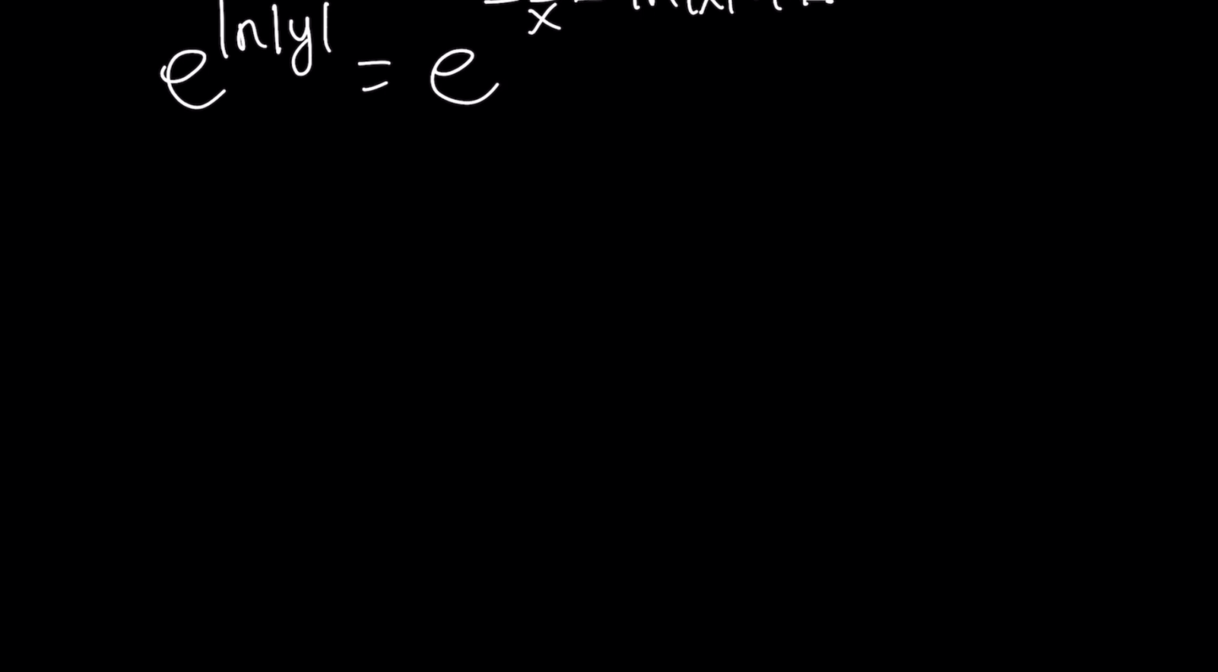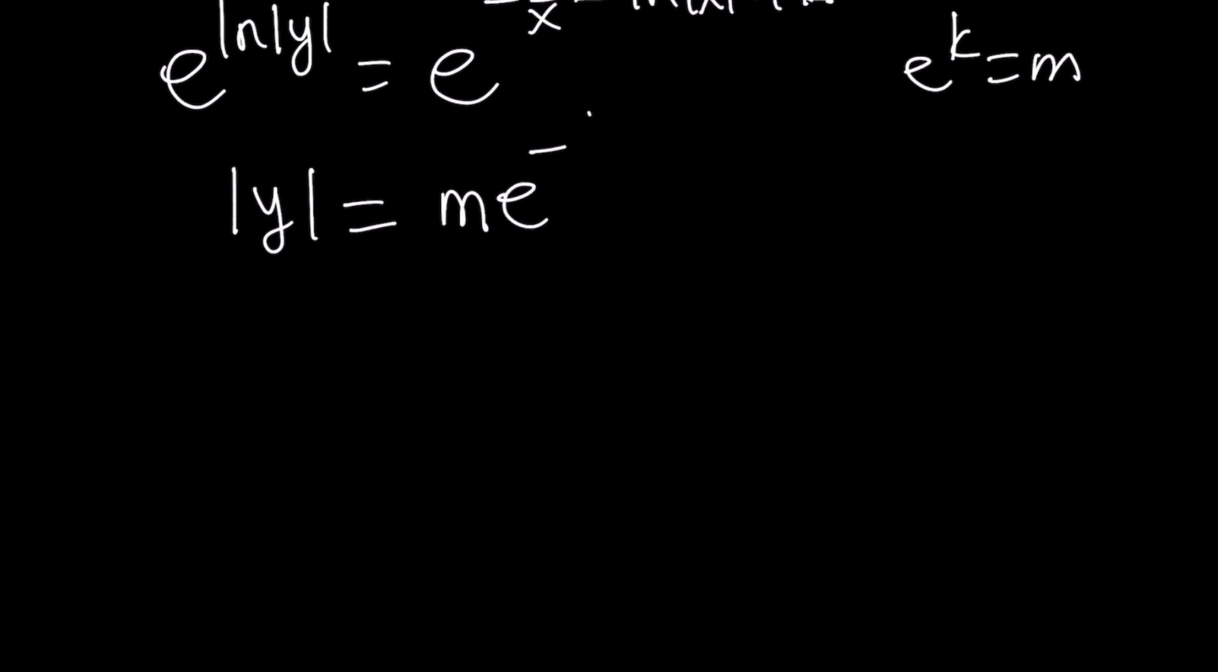Great. Now, what is e to the power ln something? E to the power ln something is something. So this is absolute value of y. And now e to the power k can be written as m, which is a constant. So we can write it as m, and then multiply that by e to the power negative 1 over x, and then multiply that by e to the power negative ln absolute value of x. But can I write it as ln 1 over absolute value of x? Because that becomes absolute value of x to the power negative 1. I hope you don't mind me skipping that step.